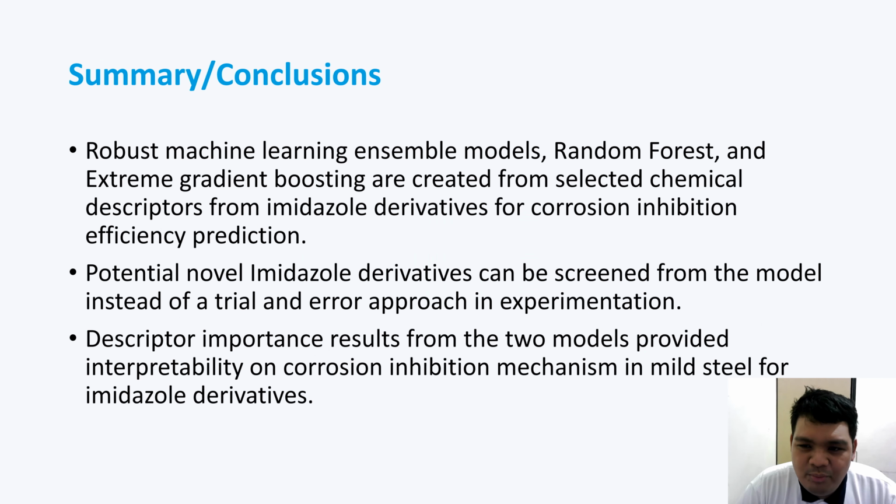To summarize, robust models can be built from chemical descriptors for corrosion inhibition efficiency prediction. The models can be used to screen potential novel imidazole derivatives to save time and resources. Feature importance results may provide interpretability on the corrosion inhibition mechanism in mild steel for imidazole derivatives.